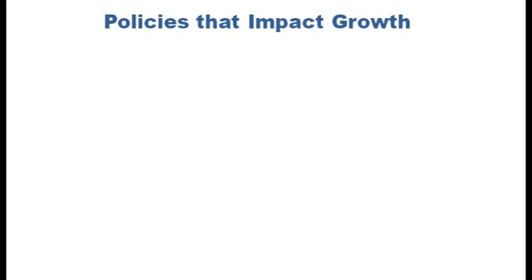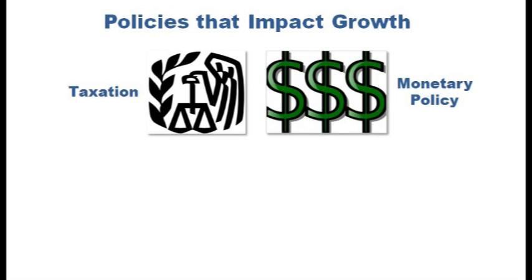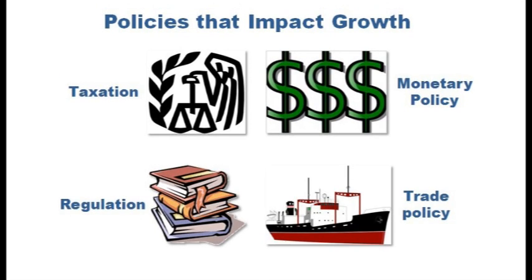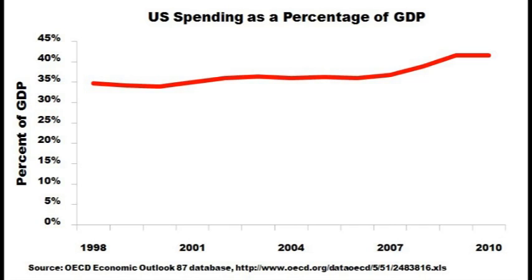Now, the fact that there is such a wide range of estimates should not be too surprising. Economists are notorious for disagreeing with each other, and to be fair, this kind of empirical research is a big challenge since there are many other policies, including taxation, monetary policy, regulation, and trade policy, that also impact economic performance. But you, the viewer, only need to understand one thing. Government spending in America today consumes 40% of GDP.